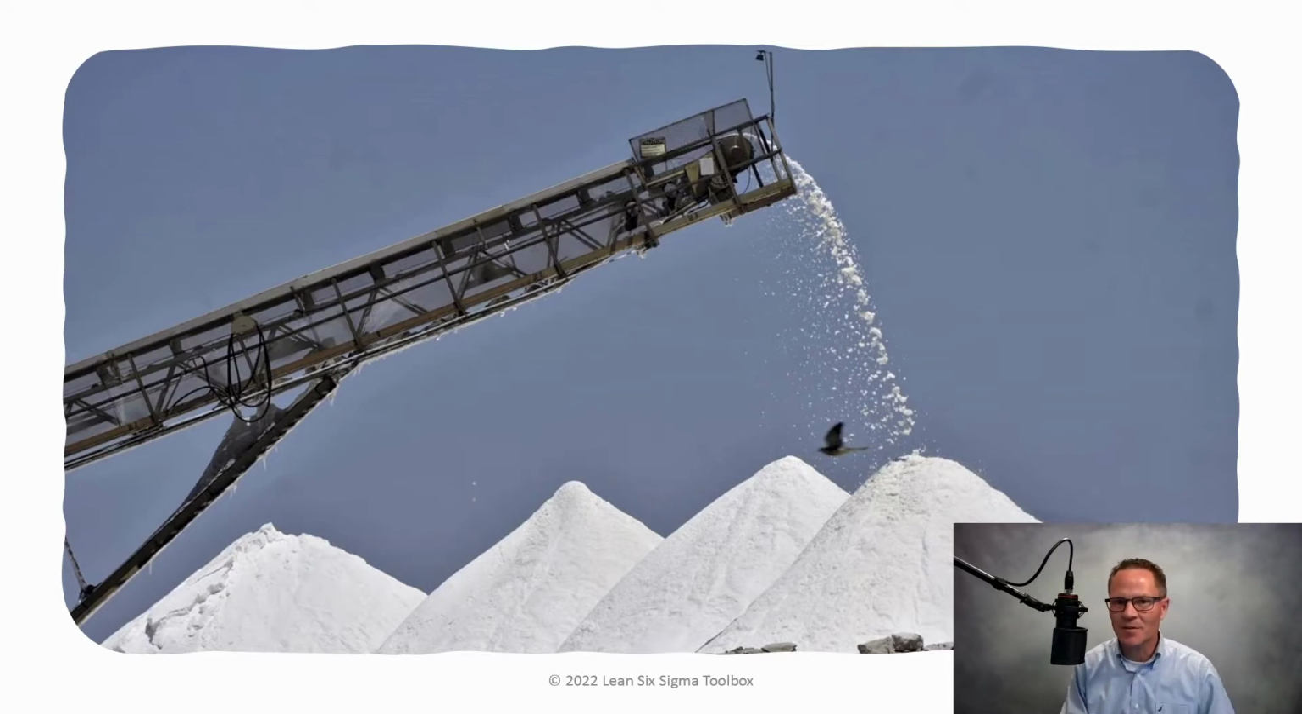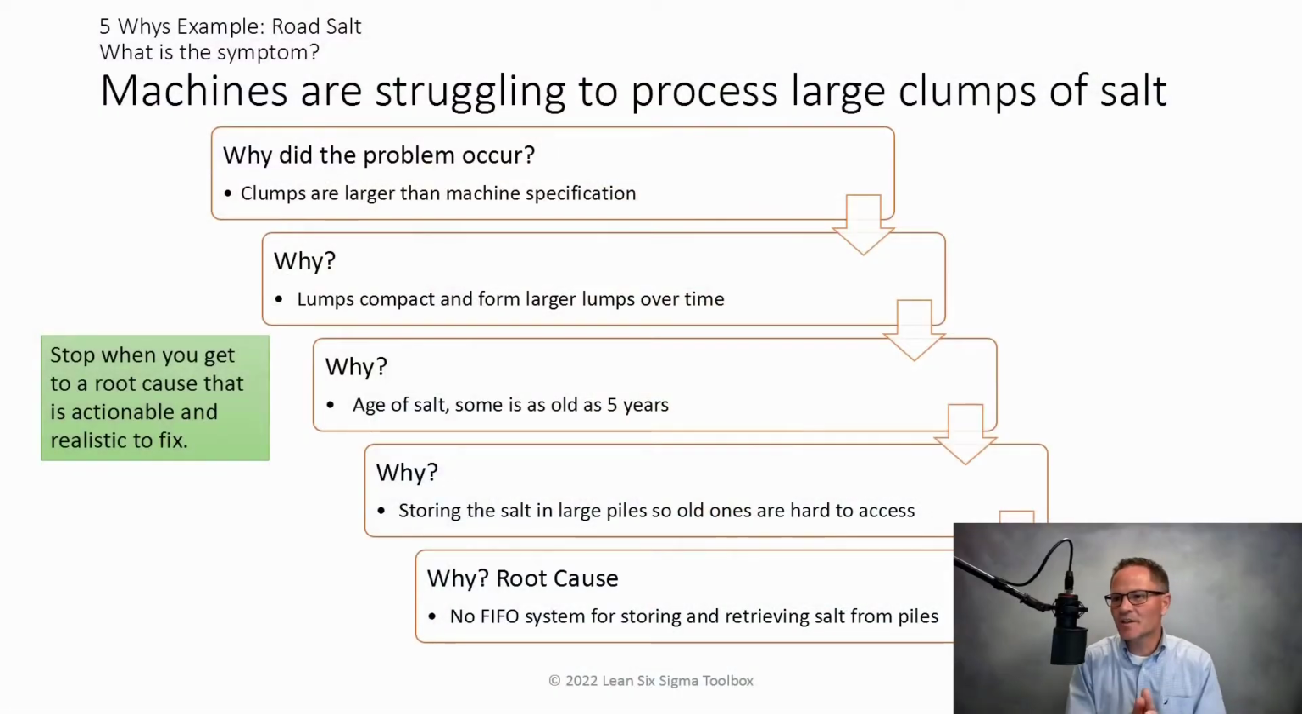Now, one of the problems they were having was very simply, the machines can't handle the big clumps of salt. The bags that we're sending are supposed to be declumped, and it's difficult for our machinery because we're getting these really hard clumps of salt. Okay, let's follow this 5 whys all the way through from the beginning. First thing, what is the problem? The machines are struggling to deal with these large clumps of salt, right?